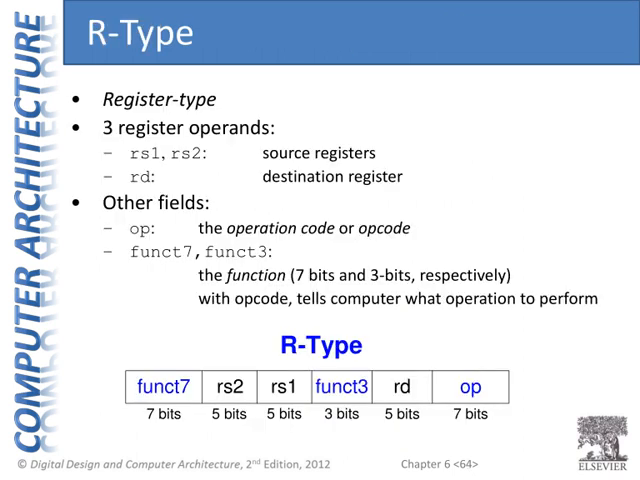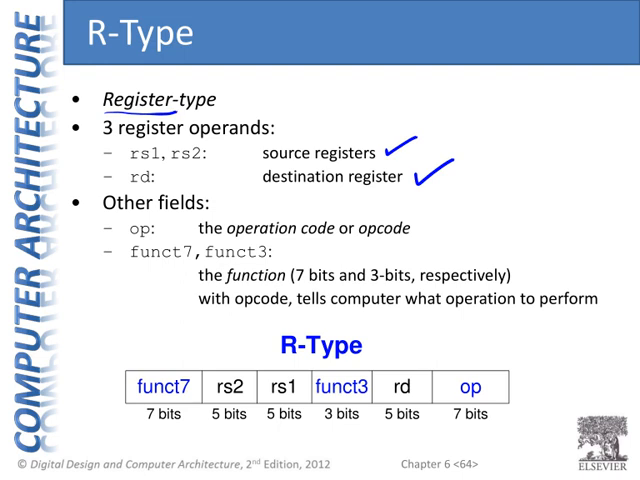So here's our R-type, or register type, format. And we're going to have some fields here. We can see down here there are certain fields. We have the RS1 and RS2 fields. Those are source operands, or source registers. And RD, here's RD, is our destination register. D stands for destination.